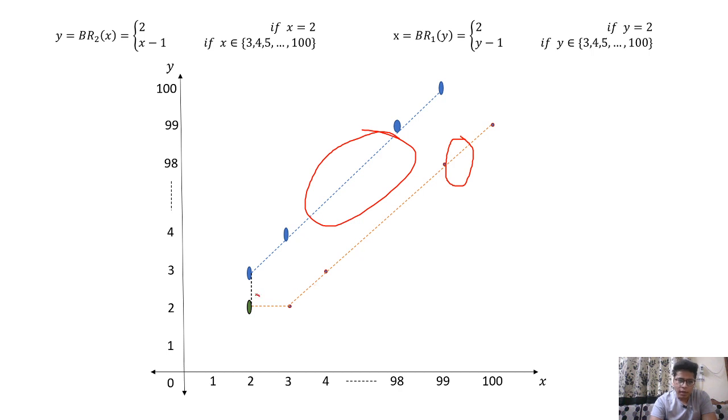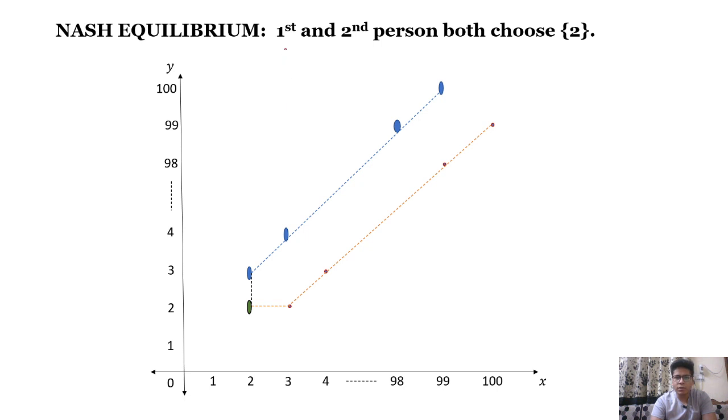We can see at this green point, both the best responses are intersecting. So this is our Nash equilibrium. There is only one Nash equilibrium, which is (2, 2). So we can say that at Nash equilibrium, first and second person both choose 2. Hence our part C is done.